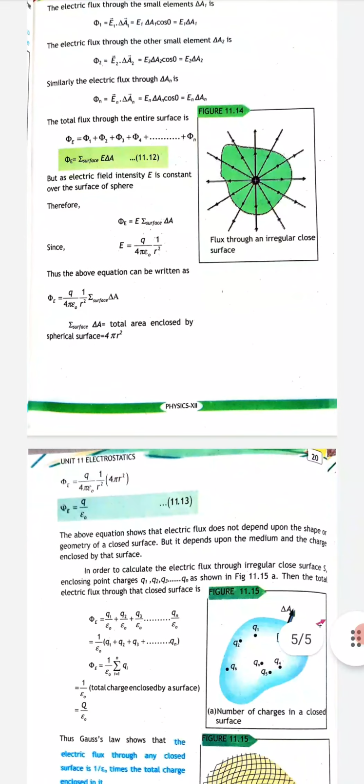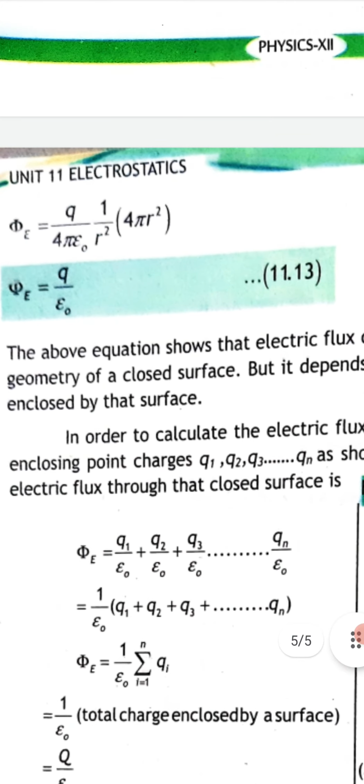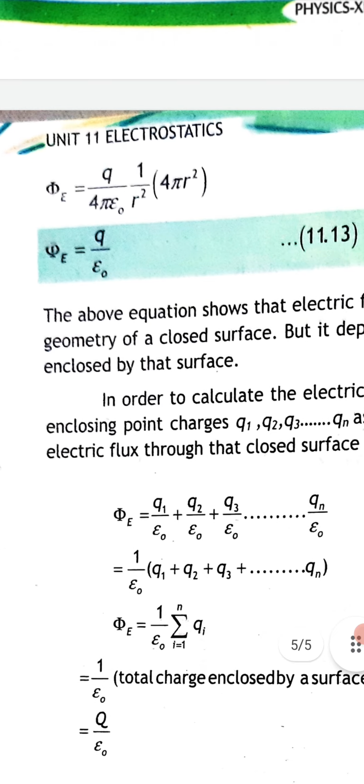So now just replace this sigma of delta A by 4 pi r square. So we have this equation: Q by 4 pi epsilon naught into 1 over r square into 4 pi r square. Cancelling the same terms, 4 pi r square is in the numerator as well as in the denominator. When we cancel all the same terms, this equation is reduced to Q by epsilon naught, say equation number 11.13. Now, this is what we call the Gauss law.